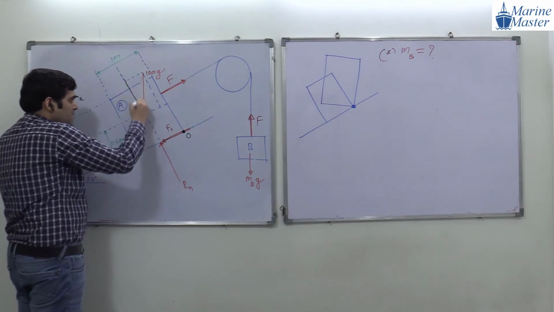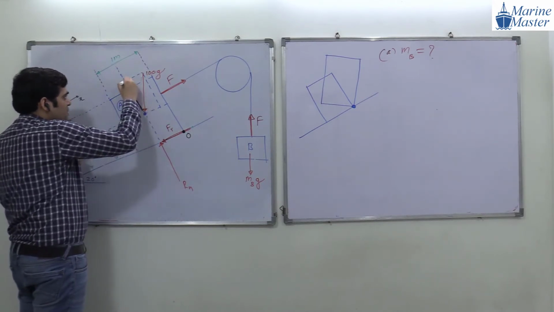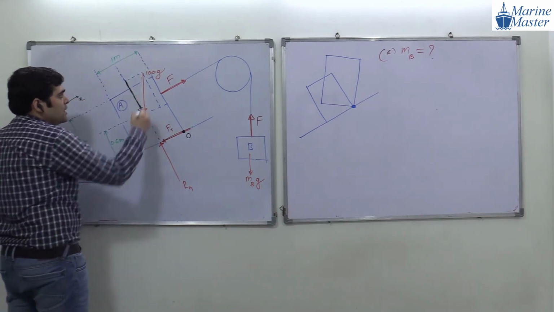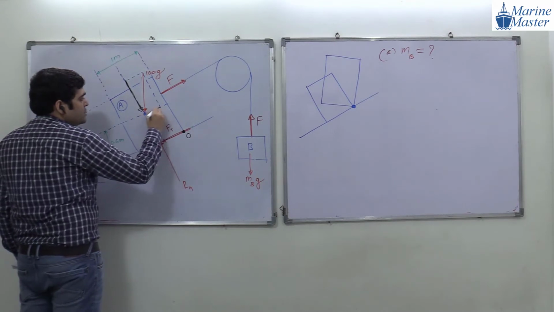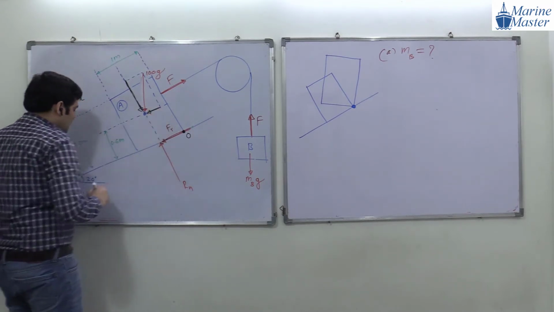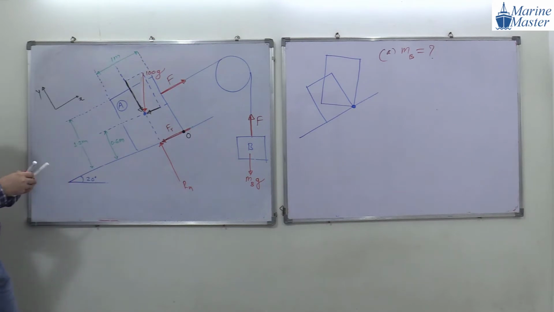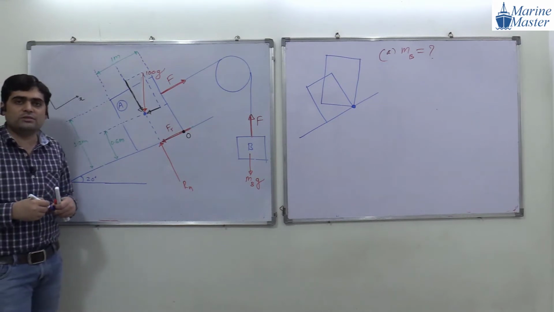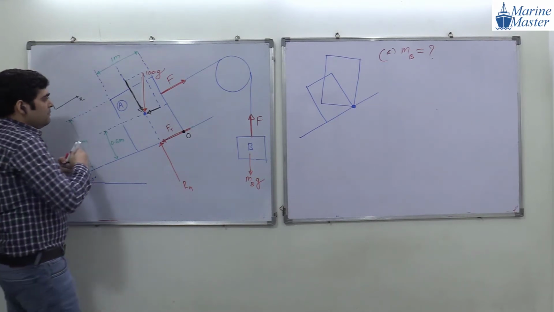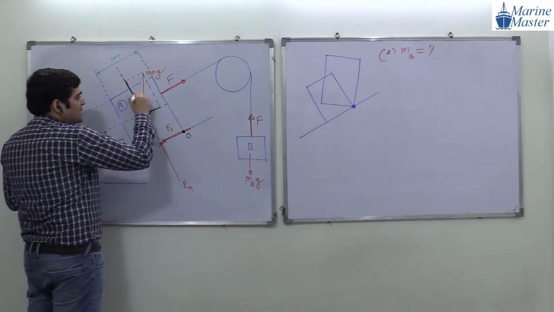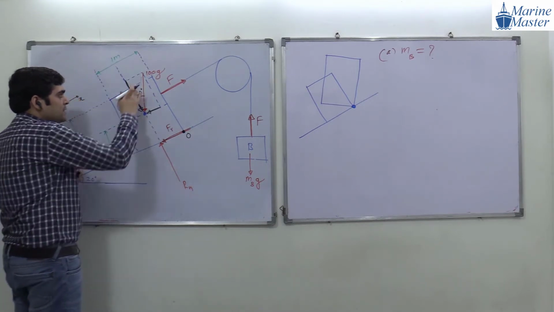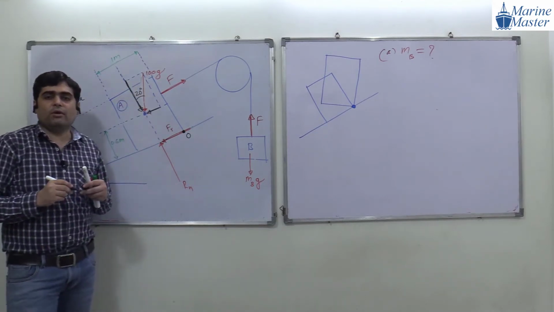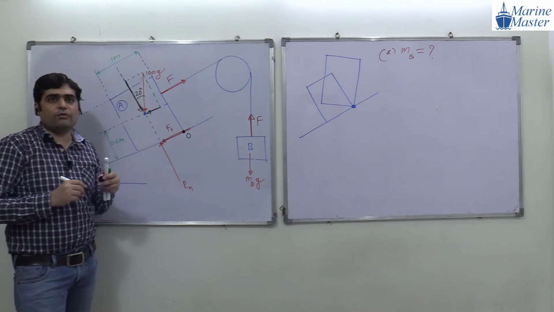This is one component of 100g, and this is another component of 100g. Now here we have an angle. The angle of the plane with respect to horizontal is 20 degrees. So this angle will be 20 degrees.